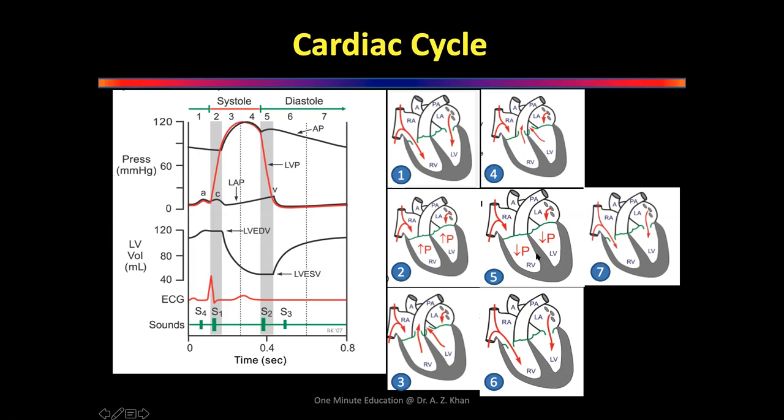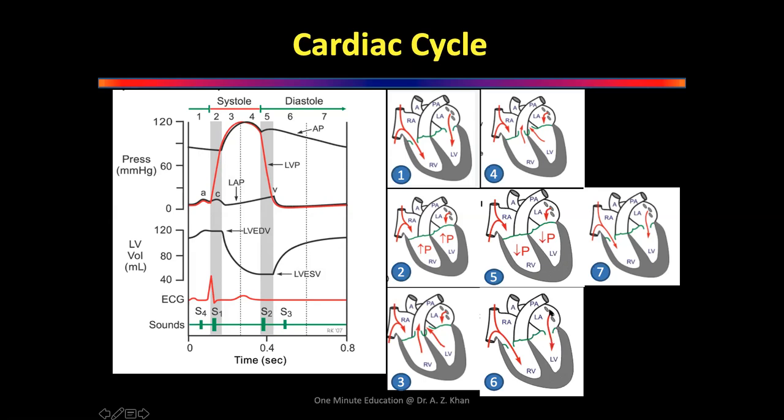Now, what is this phase called? The isovolumetric relaxation. Excellent. Isovolumetric relaxation. So this is relaxing. The pressure is dramatically falling down. Here, look at this graph. The pressure is dramatically falling down, coming to baseline. The moment this pressure becomes lower than this pressure, what will happen? There is opening of the mitral and the tricuspid valve.